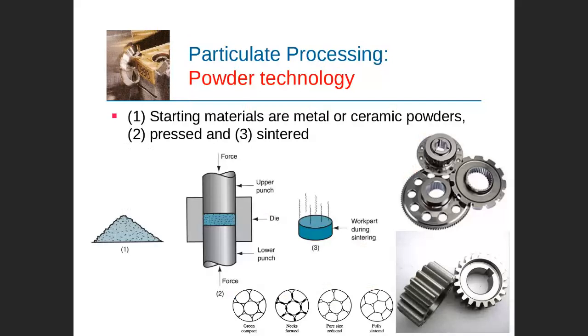The next, or second, process is particulate processing, which is a powder technology. Powder technology means that we're dealing with powder. We use the powder to manufacture the part. Someone says, is it possible to use a powder to manufacture a part? Yes, it is possible. How to do that?